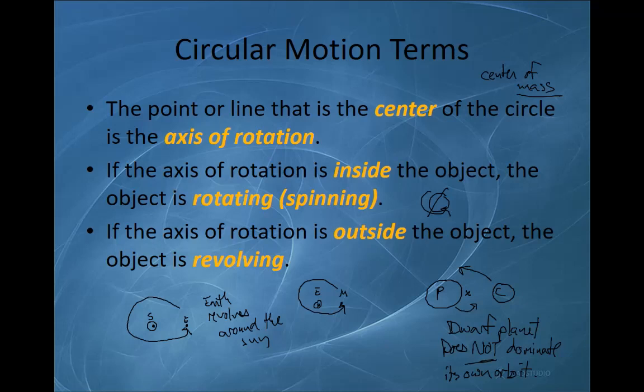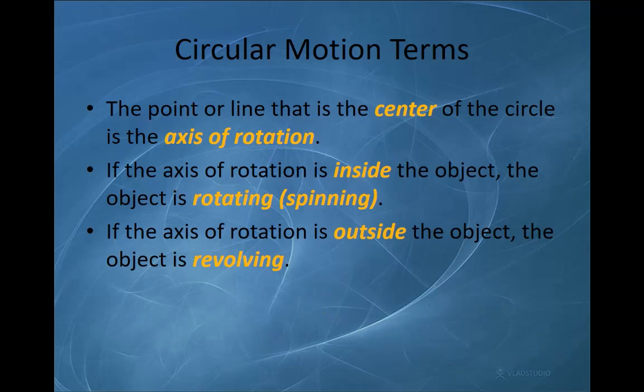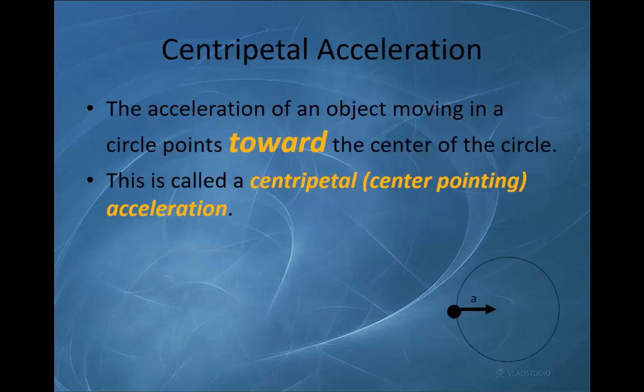All right. So let's go ahead and talk a little bit more about centripetal acceleration and centripetal force. The acceleration of an object moving in a circle is always going to be pointed towards the center. So a centripetal force or a centripetal acceleration means center pointing. So if we take a look at that equation that we had from before, we had F equals mv squared over r. This is for force centripetal.